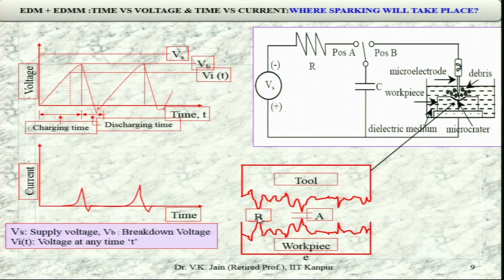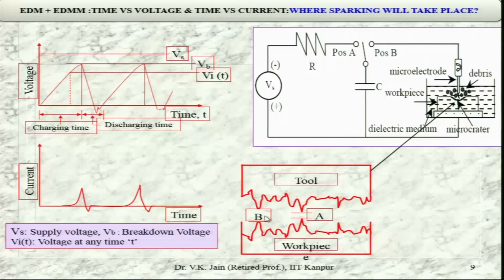Sparking will take place over here. Now here you can see clearly at two places the gap between the tool and workpiece surface is what is needed or smaller than what is needed. If it is at more than one place, then more than one spark can take place at a time, and that is what is known as multiple spark EDM and EDMM. However, most of the work that has been done theoretically is on single sparking phenomena.